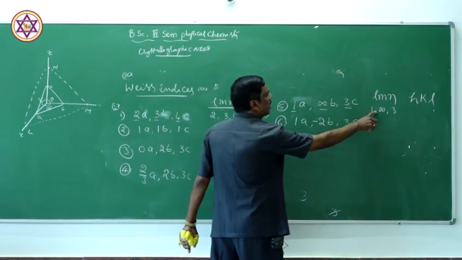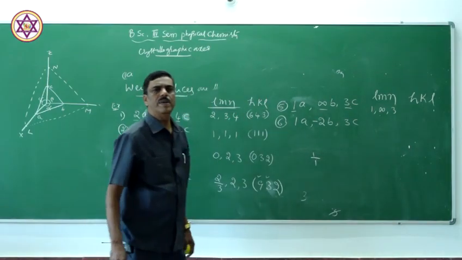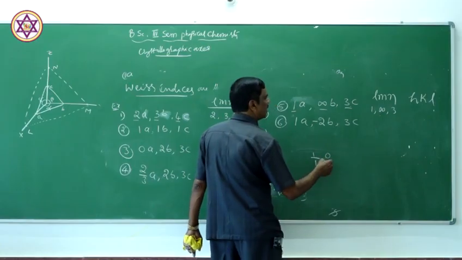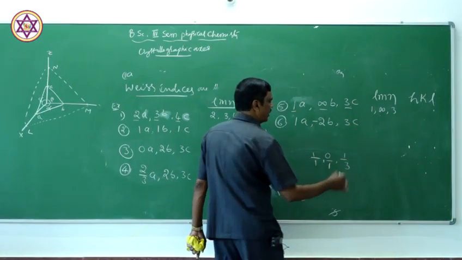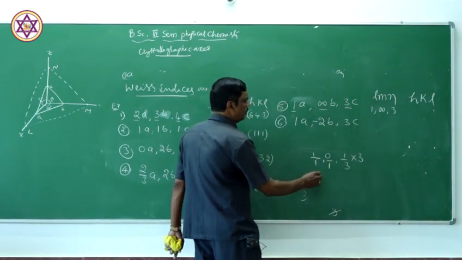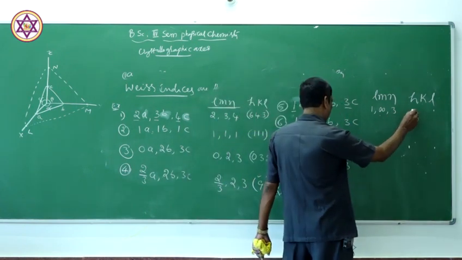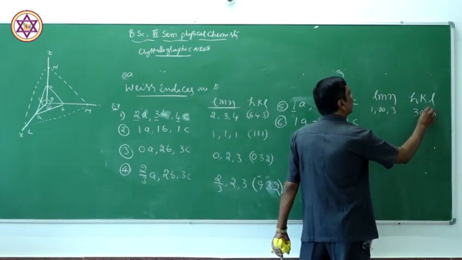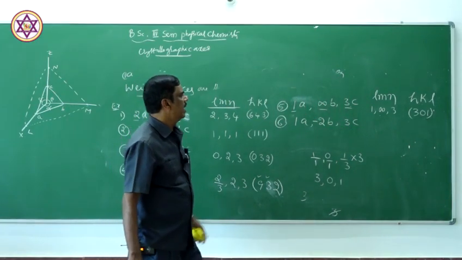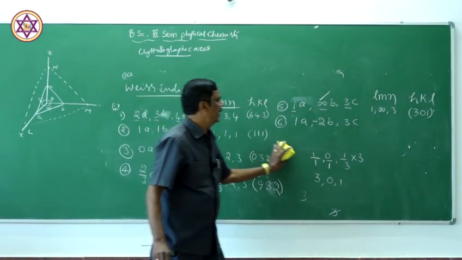Now, you take the reciprocal of this: 1/1, the reciprocal of infinity is 1/infinity, which is 0, and the reciprocal of 3 is 1/3. You multiply that by a whole number, 3. So, this becomes 3, 0 and 1. Therefore, the Miller indices for this h, k, l is (301). No separation by a comma, only inside a small bracket you write. So, even though there is infinity, we can convert that into Miller indices.